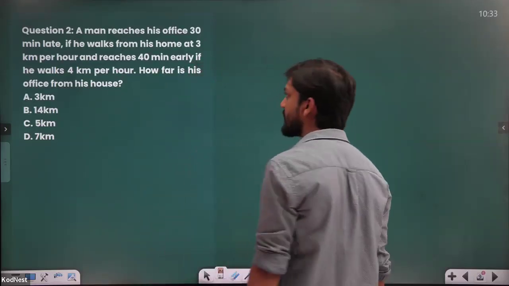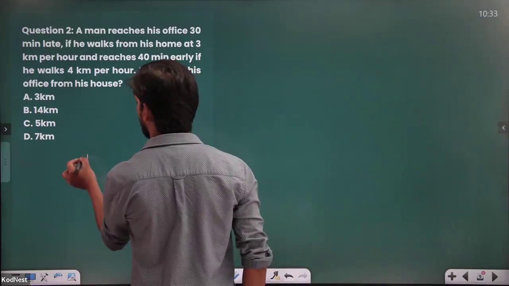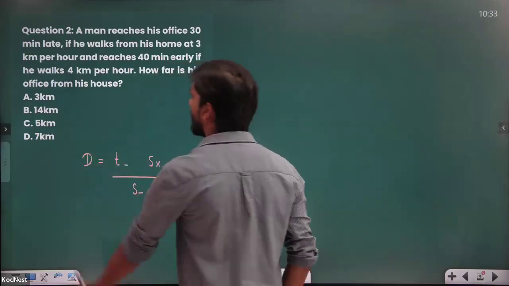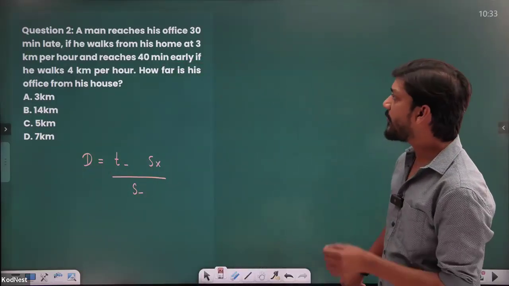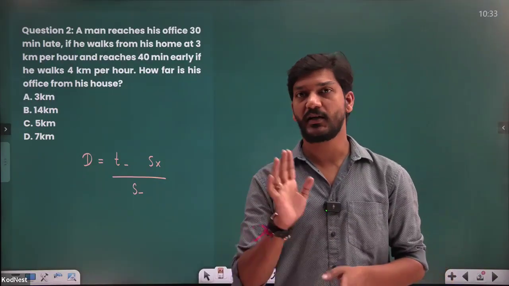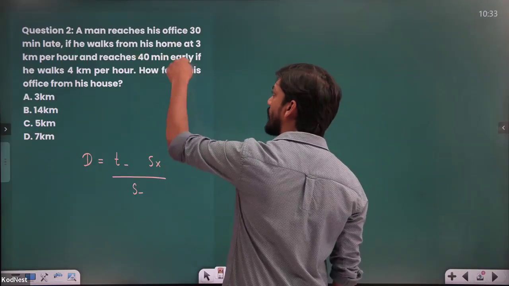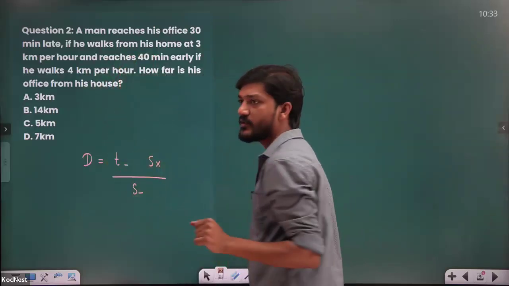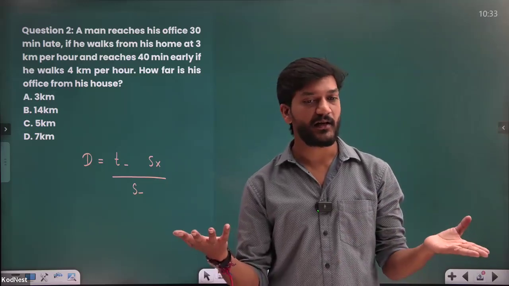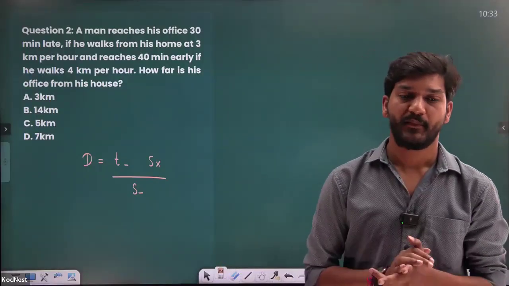All right. Carefully see the question. A man reaches his office. I'm writing the formula first. A man reaches his office 30 minutes late if the speed is 3 kmph. 30 minutes late, speed is 3 kmph. Okay, now think next day. Next day, he is reaching 40 minutes early and the speed is 4 kmph. So 30 minutes late on one day and 40 minutes early on the second day. How much is the time difference on Monday and Tuesday? How much?